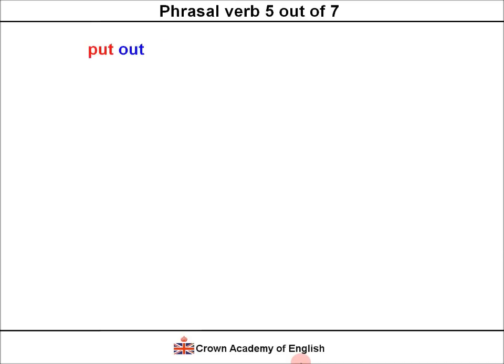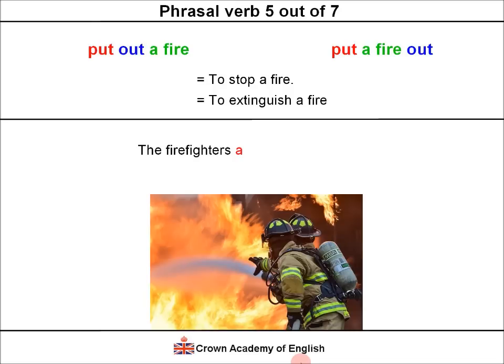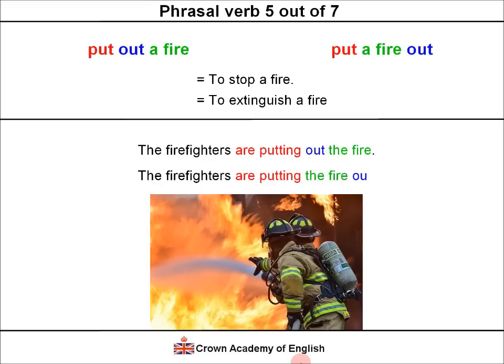Number 5. To put out a fire, or to put a fire out. And it means to stop a fire, to extinguish a fire. The firefighters are putting out the fire, or the firefighters are putting the fire out. Okay? So this time, this is the present continuous. And notice the form. We double the T and add ing.